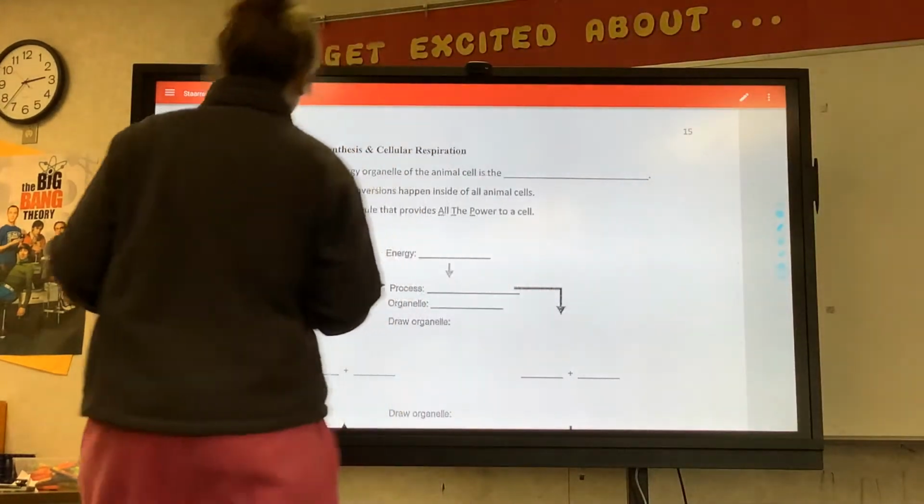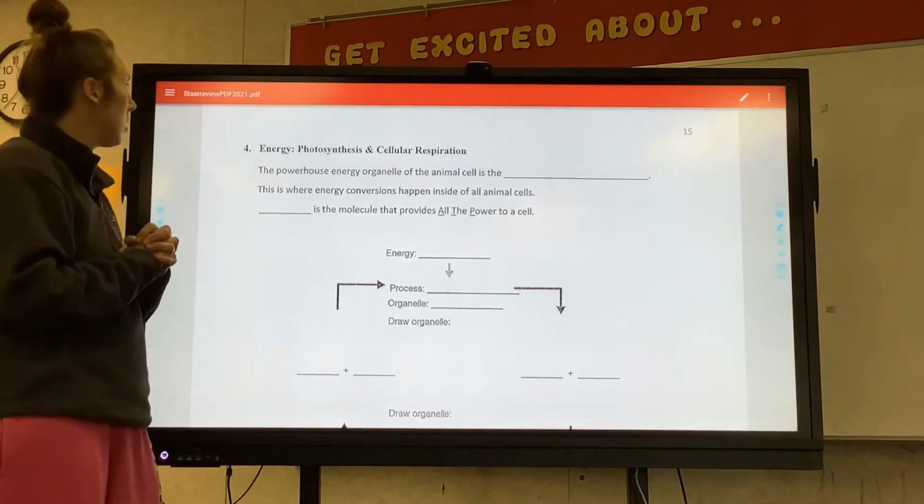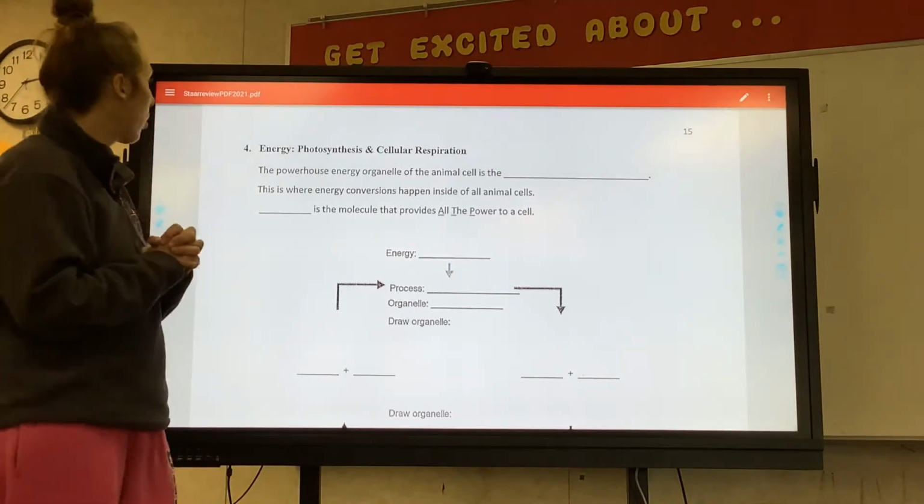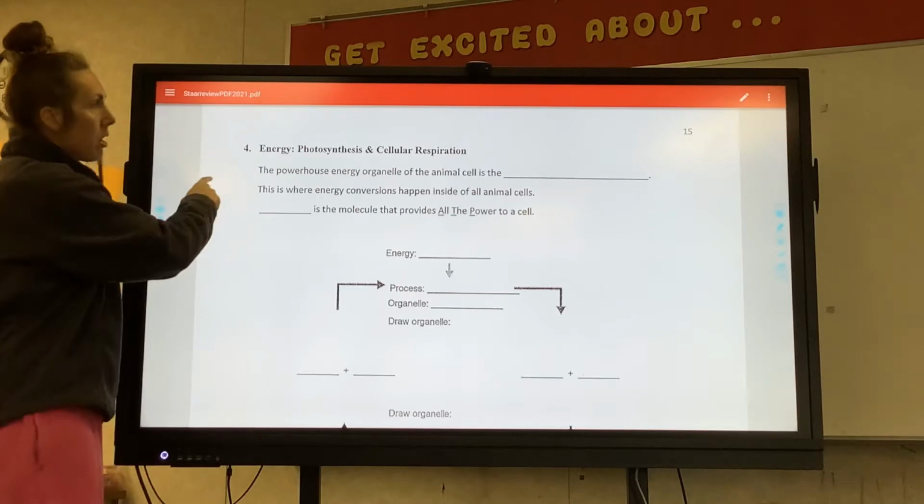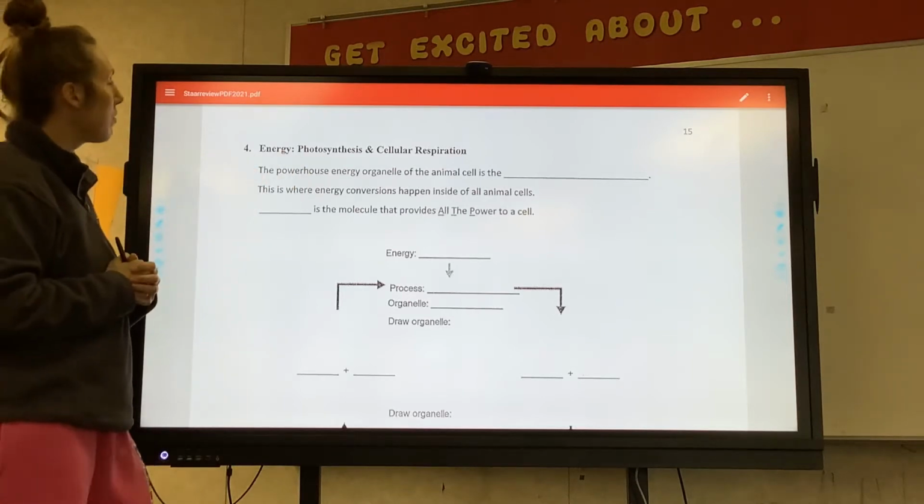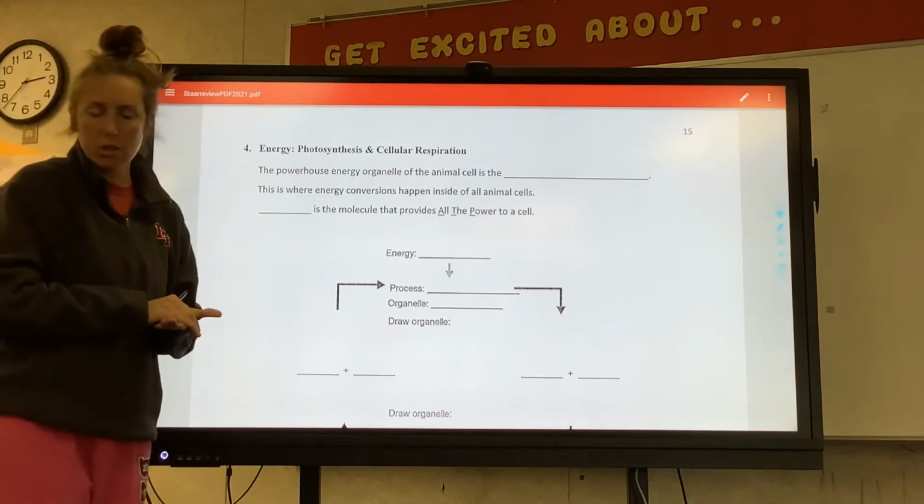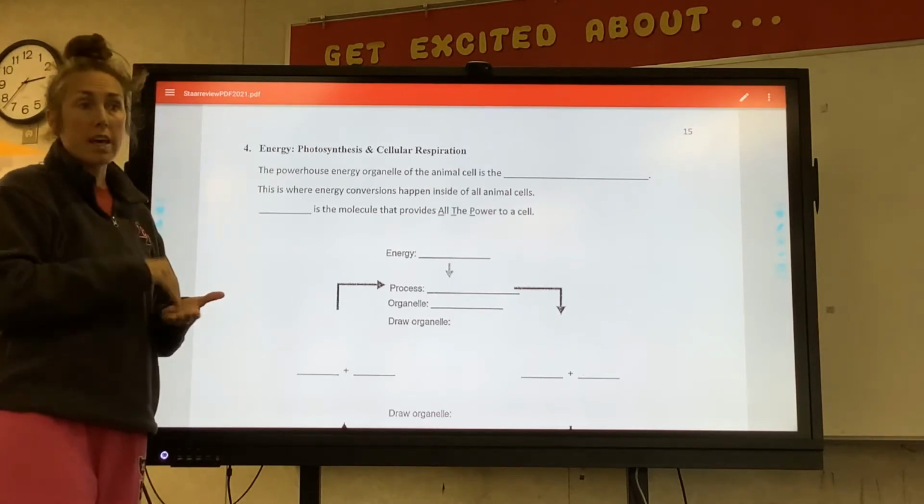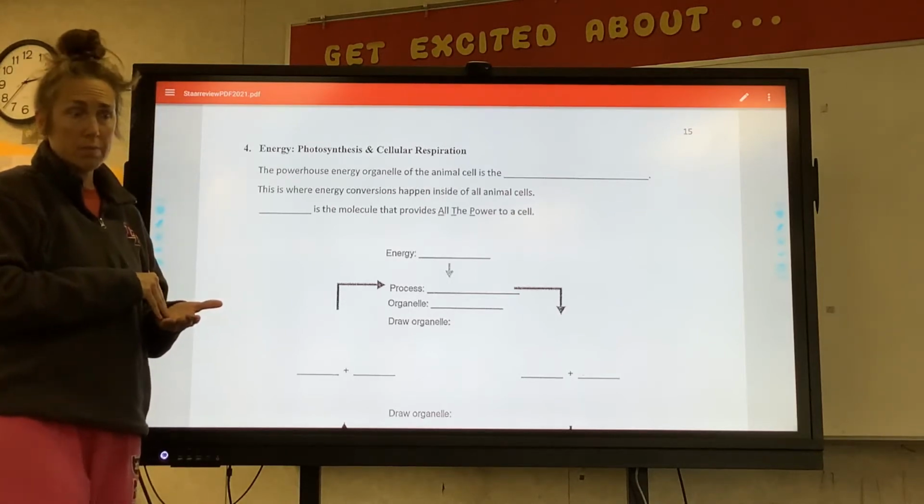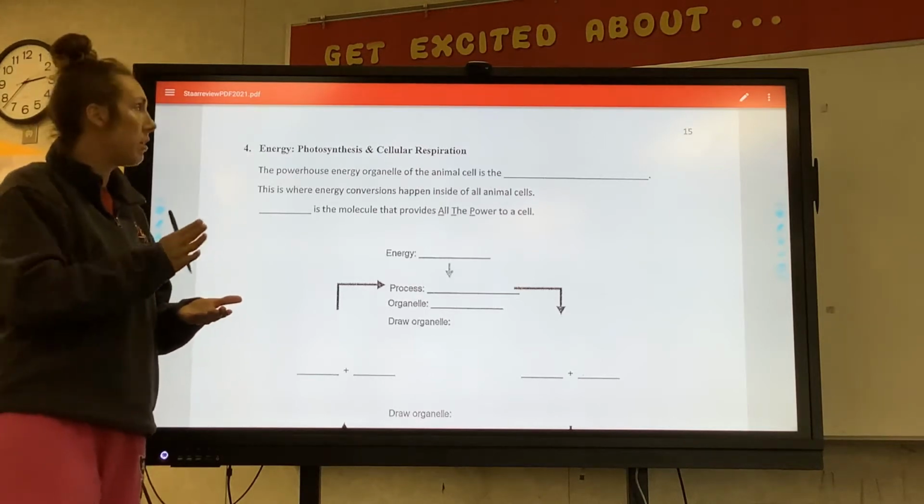Alrighty guys, so next one is Unit 4, or the fourth one. This is on page 15, so it's photosynthesis and cellular respiration. So we talked about the biomolecules, we talked about the cells and organelles, and we talked about osmosis and diffusion.